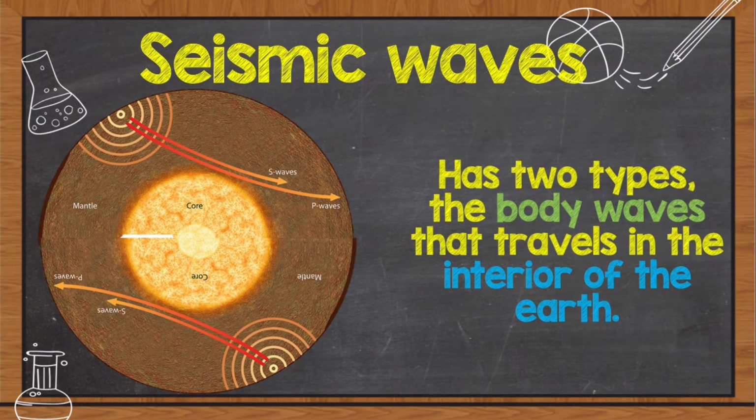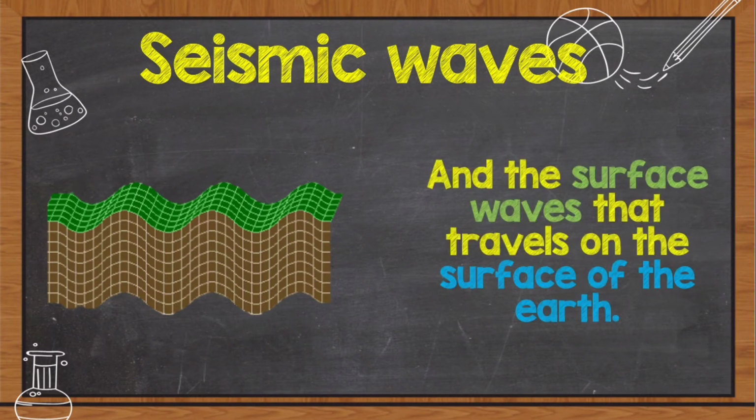Seismic waves have two types. First, the body waves, which travel in the interior, or inside, of the Earth. And the next one is what we call the surface waves. Surface waves travel on the surface of the Earth.